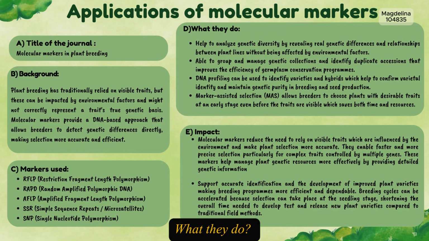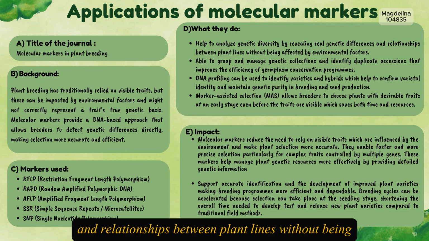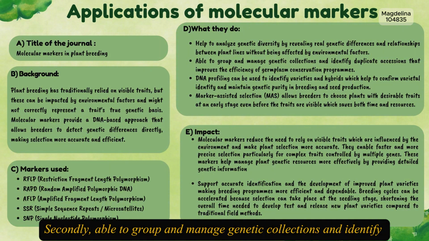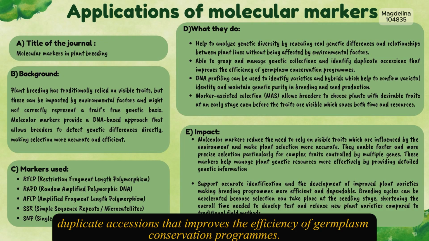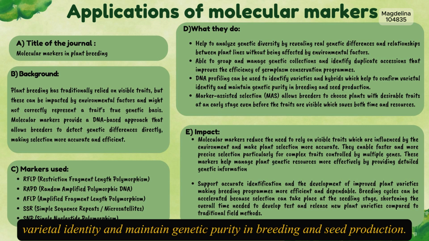What they do: first, they help analyze genetic diversity by revealing real genetic differences and the relationships between plant lines without being affected by environmental factors. Secondly, they are able to group and manage genetic collections and identify duplicate accessions, which improves the efficiency of germplasm conservation programs. DNA profiling can be used to identify a variety and hybrid, which helps to confirm varietal identity and maintain genetic purity in breeding and seed production.